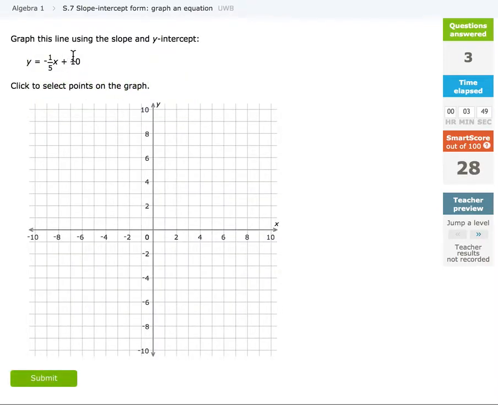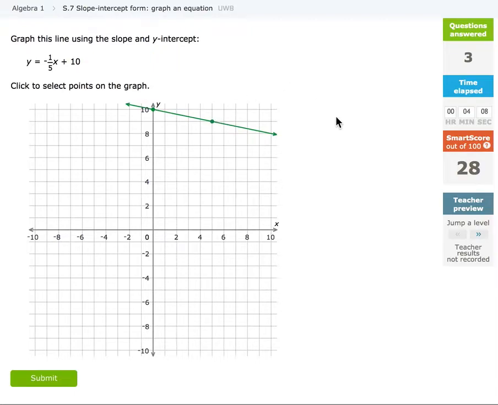Let's try another. The y-intercept is -10. The slope is -1 over 5. Let's start at -10. And from there, we will go down 1 because it's -1 and go 5 to the right. Run 1, 2, 3, 4, 5.